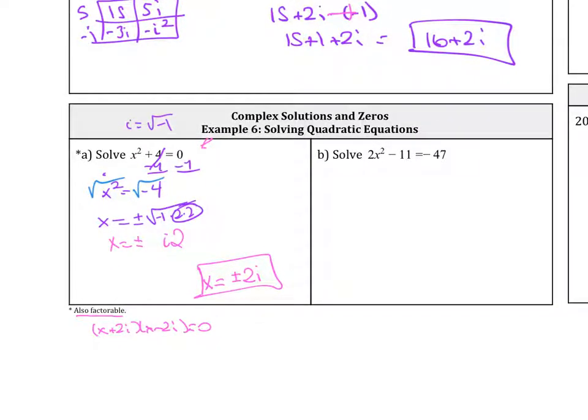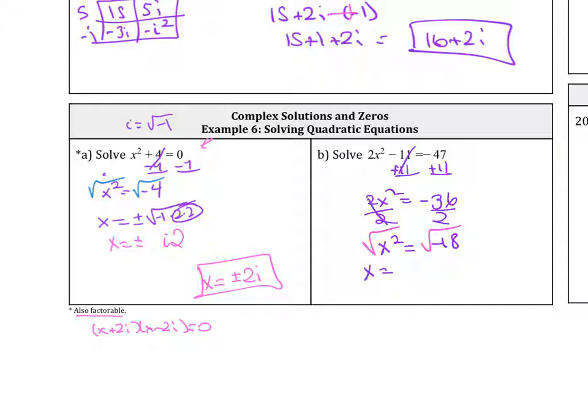Letter B, let's solve that one. So what we want to do is we're going to add 11 to both sides. So now we have 2x squared equals negative 36, divided by 2. So x squared equals negative 18. Let's take the square root of both sides.